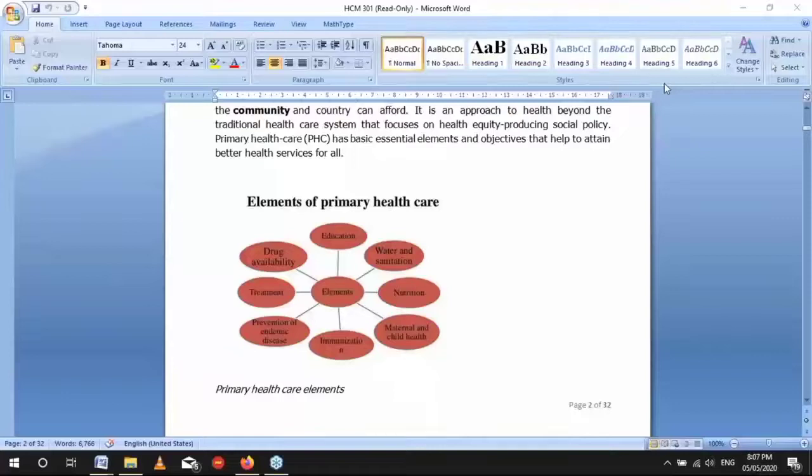As at last week, we rounded up on disaster and risk management. That was in chapter 2 of the material, public and community health care management. So we talk much on disaster and risk management.